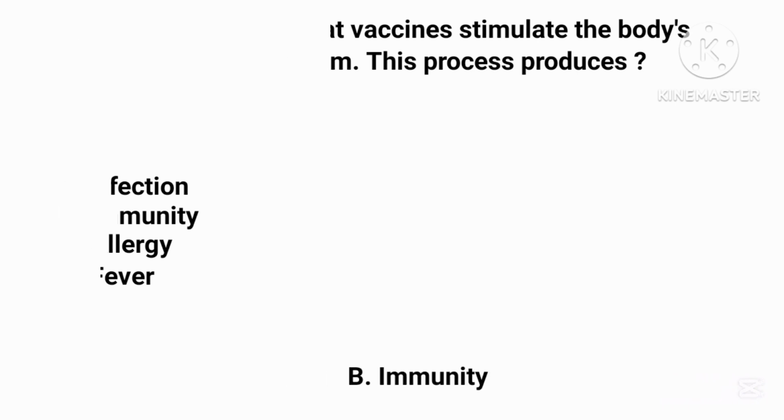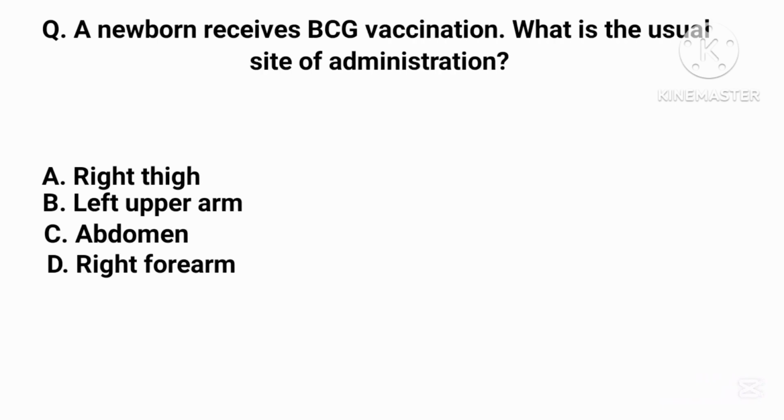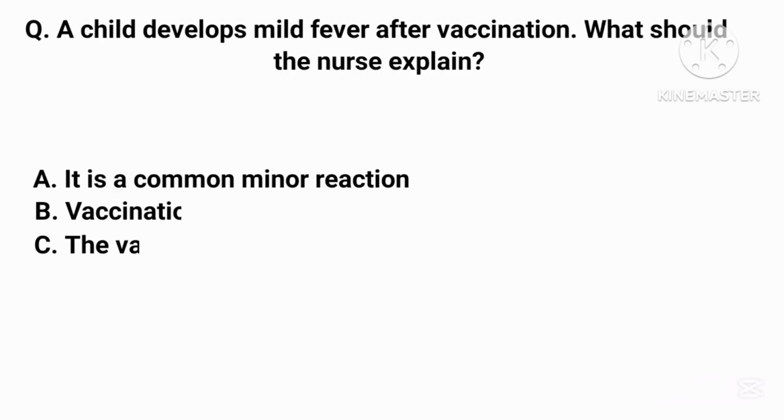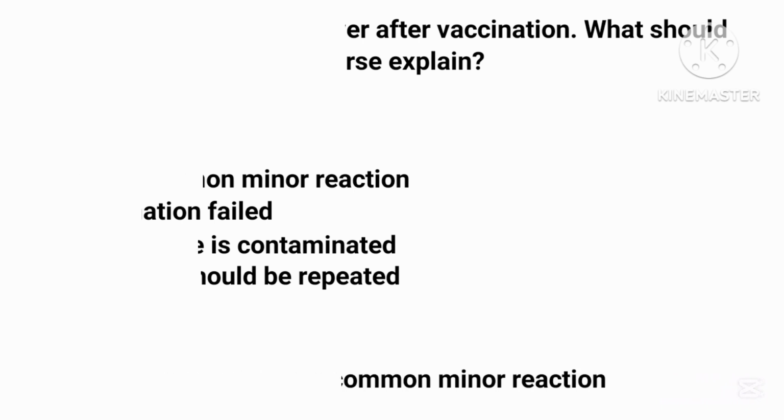Immunity. A newborn receives BCG vaccination. What is the usual site of administration? Correct answer is option B. Left upper arm. A child develops mild fever after vaccination. What should the nurse explain? Correct answer is option A. It is a common minor reaction.